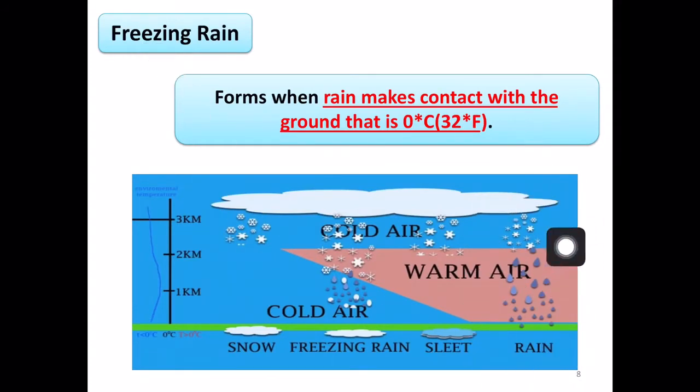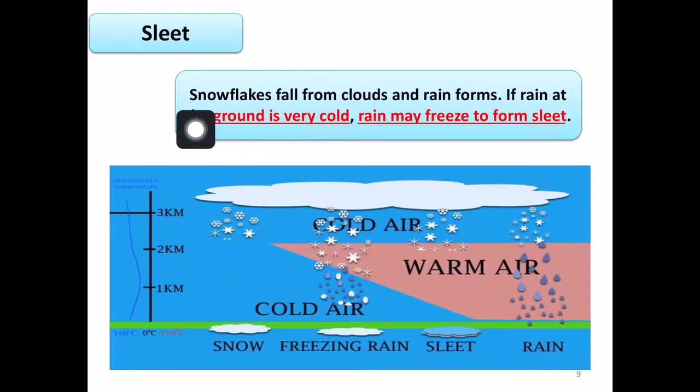Now next is freezing rain. So first we had the rain, okay? And this is the warmest air when we have rain coming down. Freezing rain forms when rain makes contact with the ground that is 0 degrees Celsius. Okay, so rain, then we've got our freezing rain, and we've got two different kinds of freezing rain. And one of them is sleet. Sleet is when snowflakes fall from the clouds and then rain forms. And if the rain at the ground is very cold, the rain might freeze to form sleet. Okay, so sleet is a type of frozen rain.